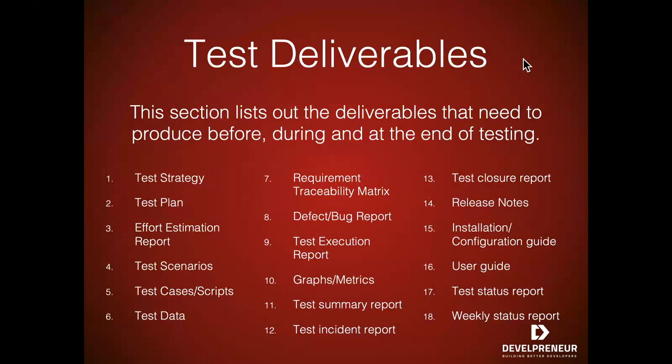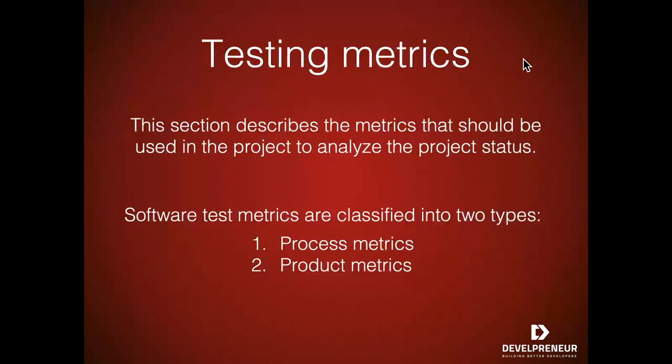So let's break down each of these a little more. The first thing we're going to look at is testing metrics. This section describes the metrics that should be used in the project to analyze the project status. We have two different types: the process metric and the product metric. Software test metrics is to monitor and control processes and products. It helps to drive the product towards the planned goal without deviation.